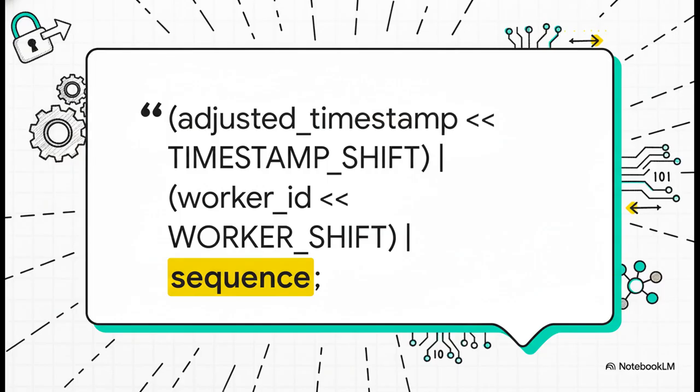This C++ function takes our three ingredients: the timestamp, the worker ID, and that little sequence number. First, it takes the timestamp and shifts it 22 bits to the left. Boom! That puts it right at the front of our 64-bit number. Then it takes the worker ID and shifts it 12 bits to the left, slotting it in right behind the timestamp. And finally, it uses a bitwise OR, that's that little pipe symbol, to pack the sequence number into the last 12 bits. And that's it! You have a single, perfectly formed 64-bit ID. It's elegant, it's simple, and it is insanely fast.